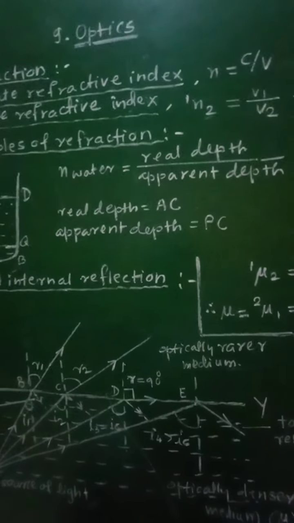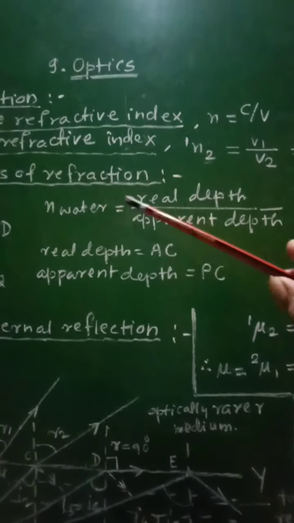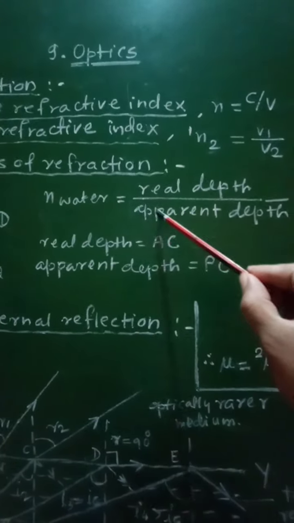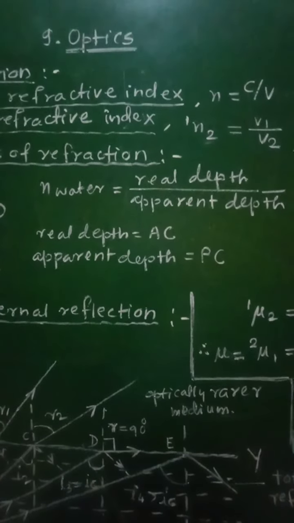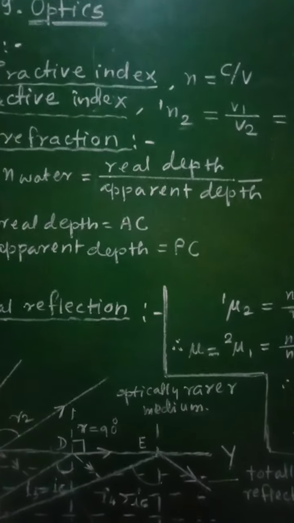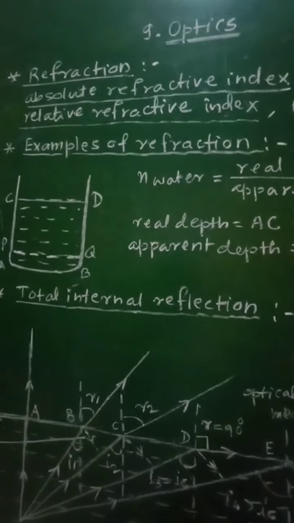And therefore the refractive index of water in this example will be given as: refractive index of water is equal to real depth upon apparent depth. That formula will give us the refractive index of water.